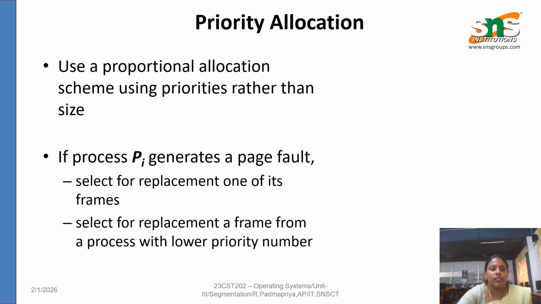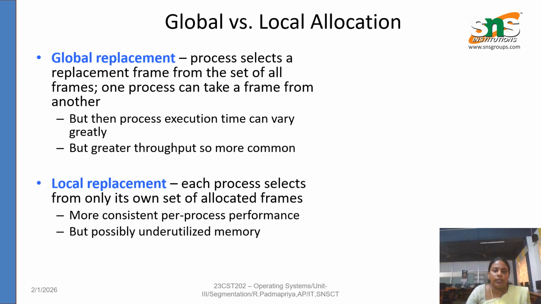Priority allocation means using a proportional allocation scheme based on priorities rather than size. If process Pi generates a page fault, it selects for replacement one of its frames, or selects a frame from a process with a lower priority number.